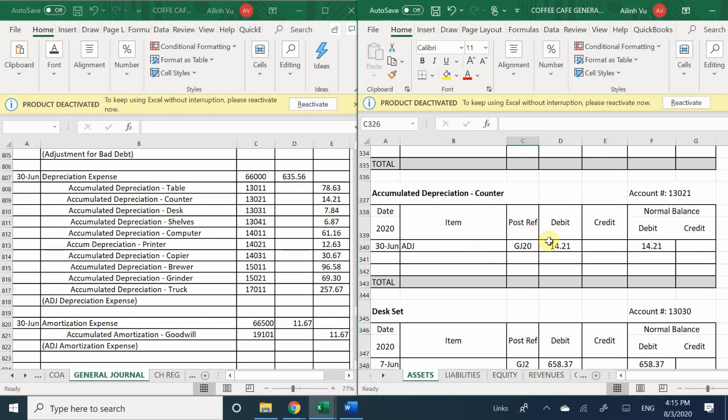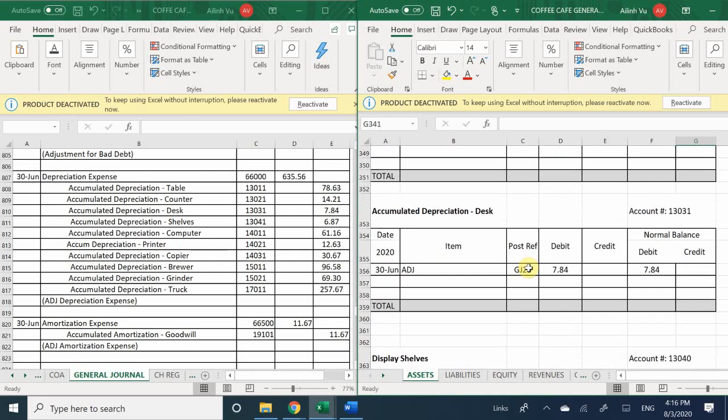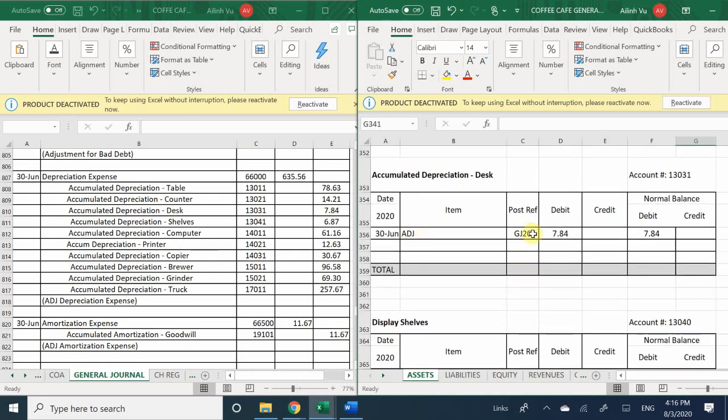But yes, anything that's in your journal will reflect identical to your ledger. So if it's on the debit, then you debit it in your ledger. If you credit it, you need to credit it in your ledger. So thank you for catching that.